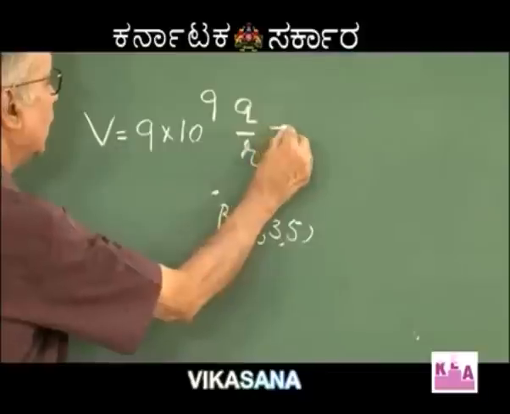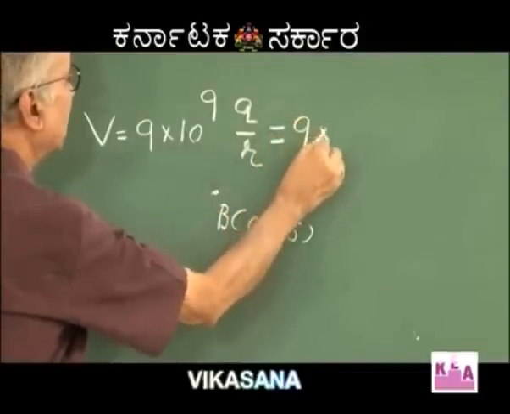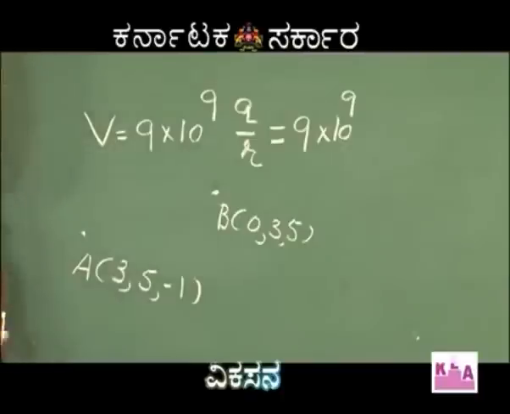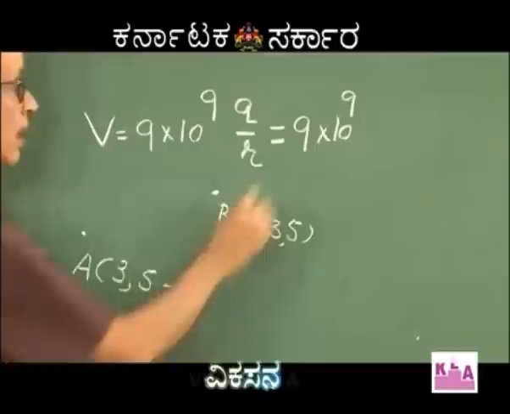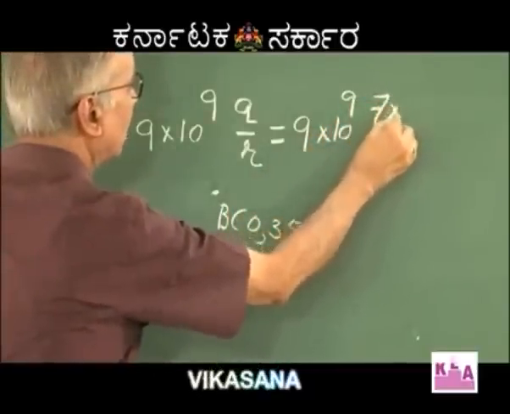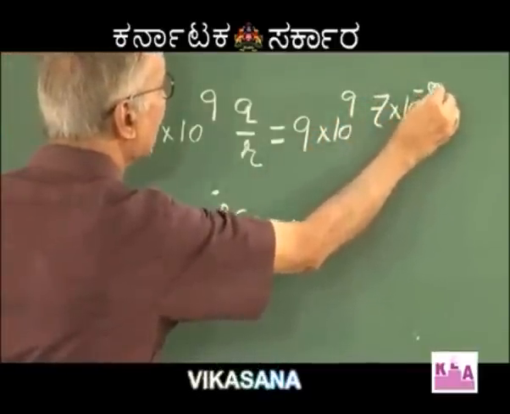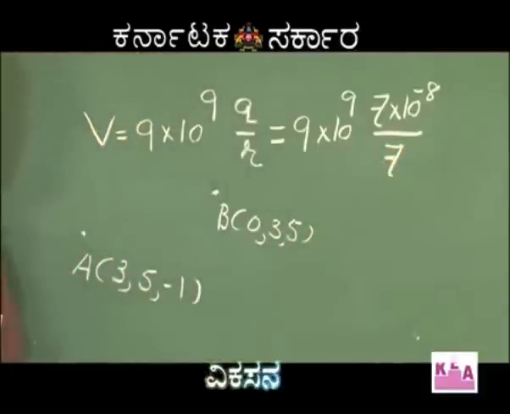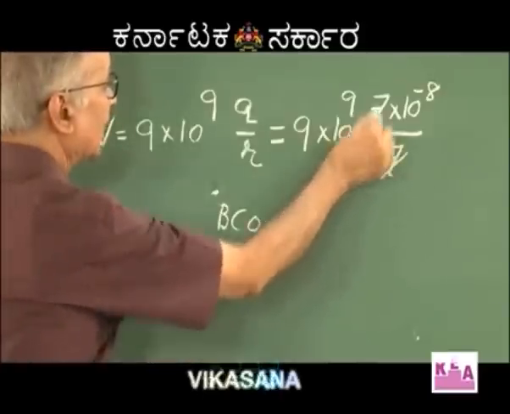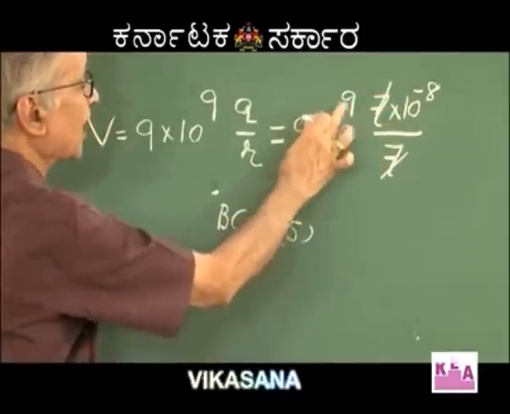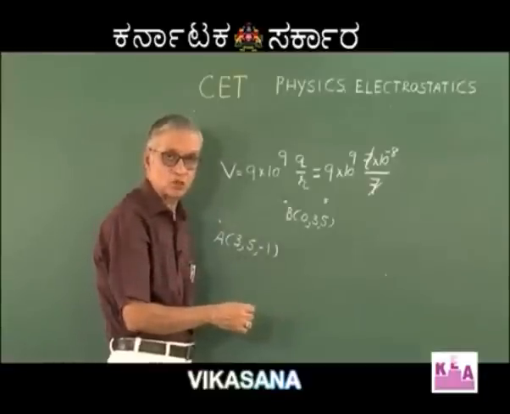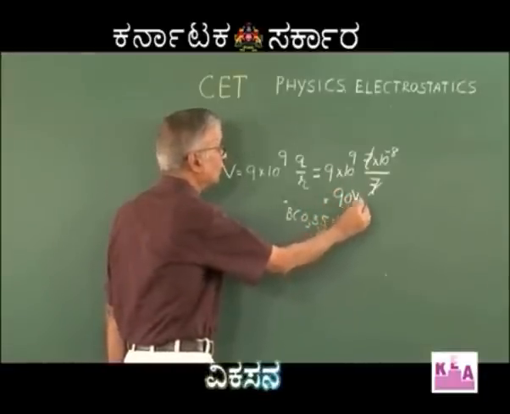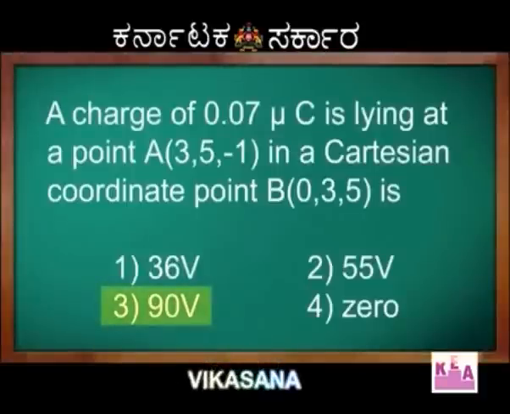If you write it, you can write this as 9 into 10 to the power 9. Charge is 0.07 microcoulomb, can be written as 7 into 10 to the power minus 8 coulomb divided by the distance, which is 7. You can easily see that 7 cancels with 7. 10 raised to 9, 10 raised to minus 8 is 10 raised to 1, equal to 10. 10 into 9 is equal to 90 volt, and therefore the third alternative is the correct answer.